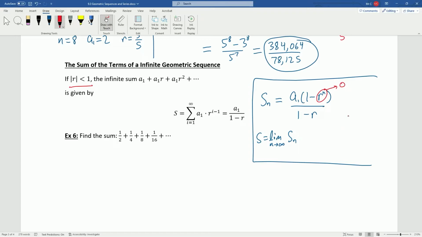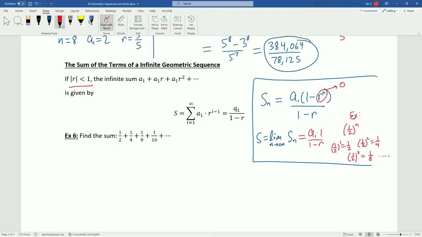To think about that, as an example, if I take 1/2 to the nth power, 1/2 to the first power is 1/2, 1/2 squared is 1/4, 1/2 to the third power is 1/8, and so forth. So the higher you raise the power of r to the n, the smaller the value you get, and it gets closer and closer to 0. So if this term approaches 0 for the partial sum, what are you left with? You get left with a1 times 1 over 1 minus r, which is exactly what our formula is here.